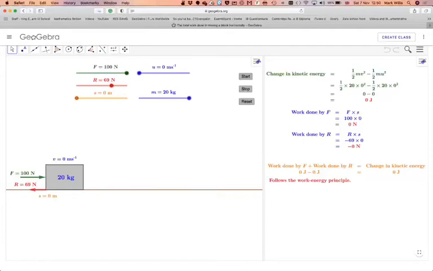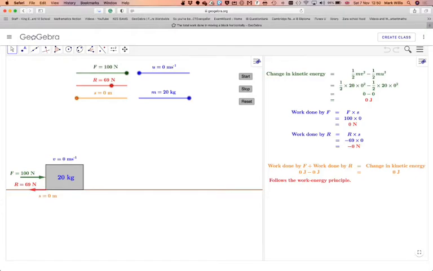Hi, in this video I'm going to look at an app that I've made to explain mechanical energy transfer. So basically here we've got a mass. The GeoGebra app, the link I will put in the notes of the video. So we've got a 20 kilogram mass, which you can change according to the slider here. And we've got a force pushing it, 100 newtons, and a resistance at the moment of 69 newtons.